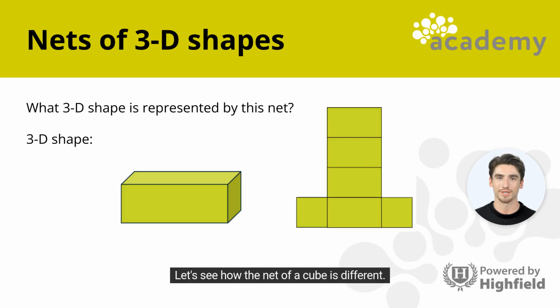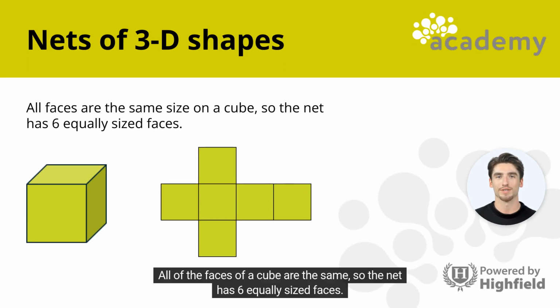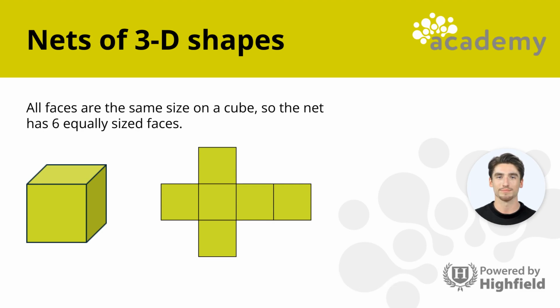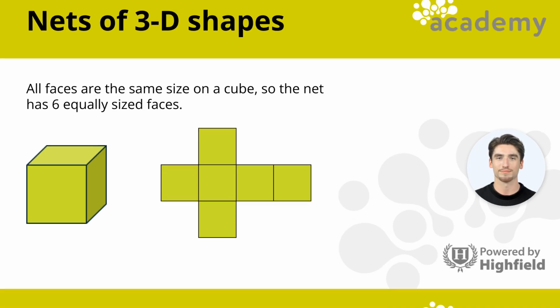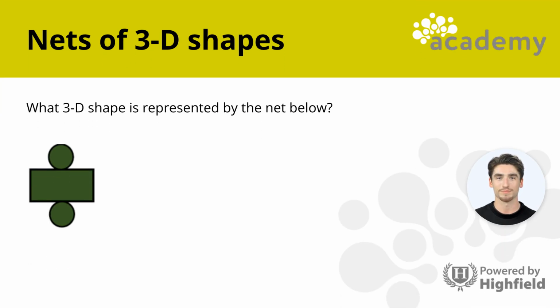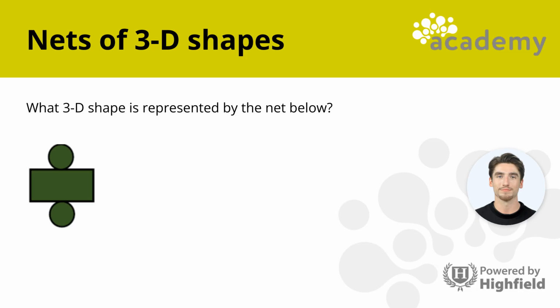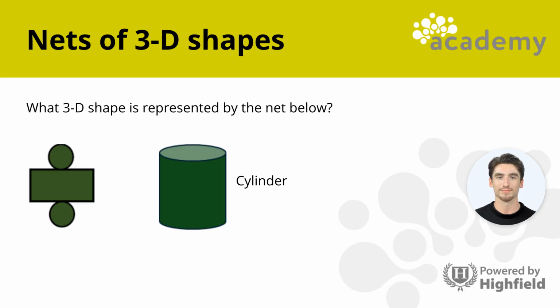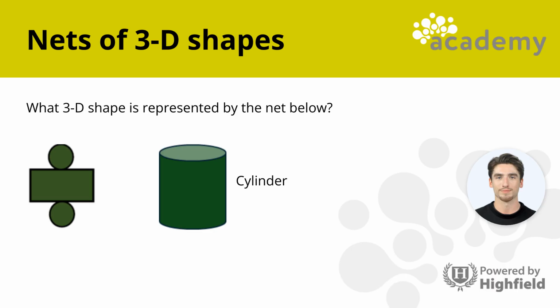Let's see how the net of a cube is different. All of the faces of a cube are the same, so the net has 6 equally sized faces. For a cube, this would look like 6 squares. What 3D shape is represented by the net below? Pause the video while you answer, then press play to continue. The net is a representation of a cylinder. 2 of the faces are circular in shape, while the other is a rectangle.